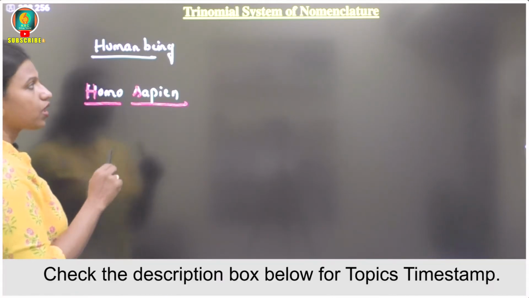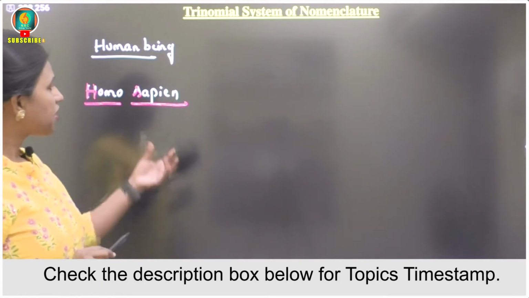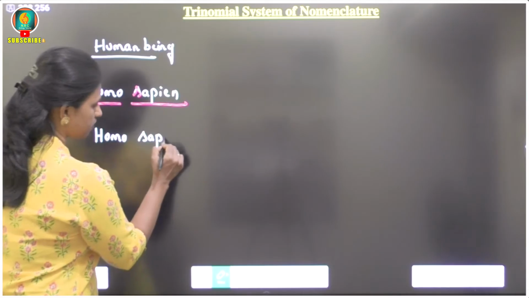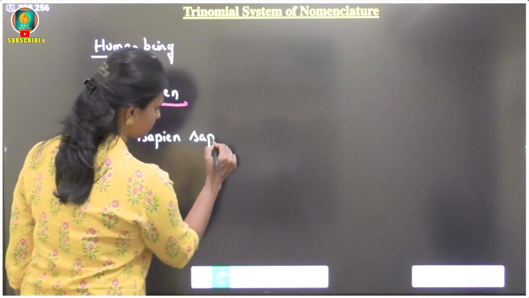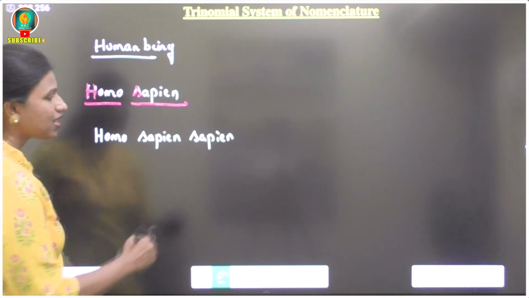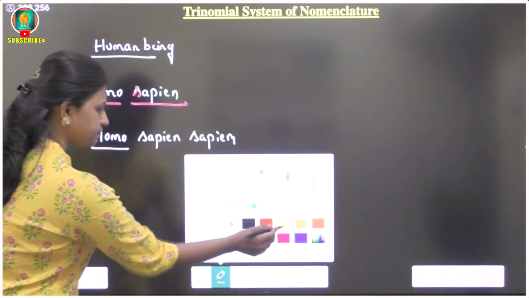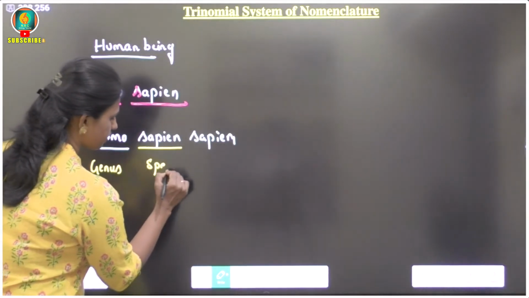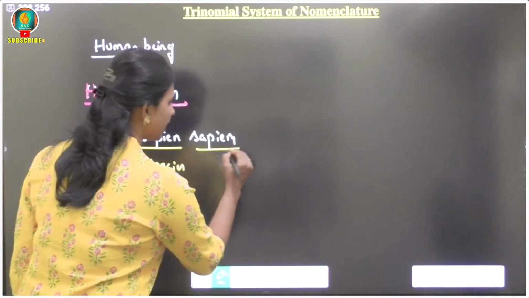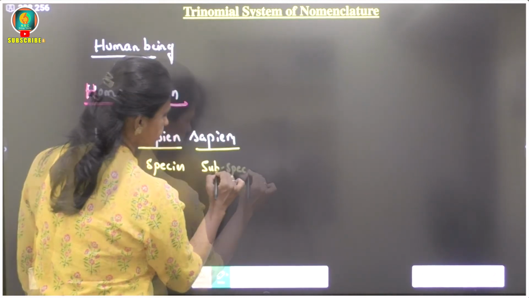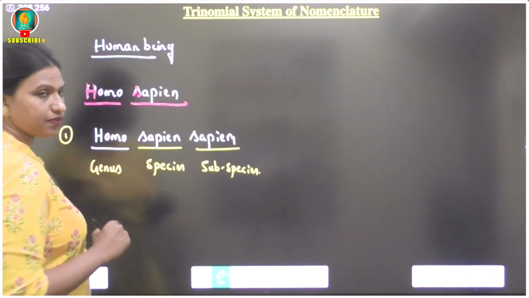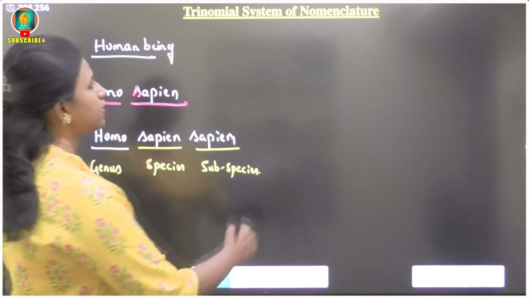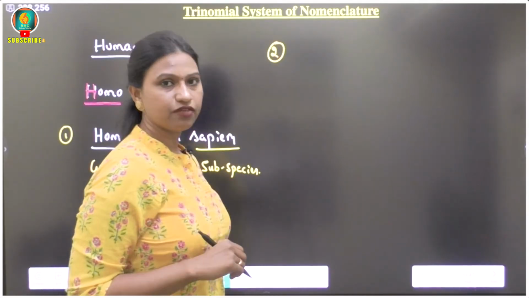Now, in the trinomial nomenclature system, what is the scientific name of human being? Homo sapiens sapiens. Here Homo indicates the genus, sapiens indicates the species, and another sapiens indicates the subspecies. This is one example of trinomial nomenclature, because here three words are there in a name. Like that, one more example I can take is the gorilla.